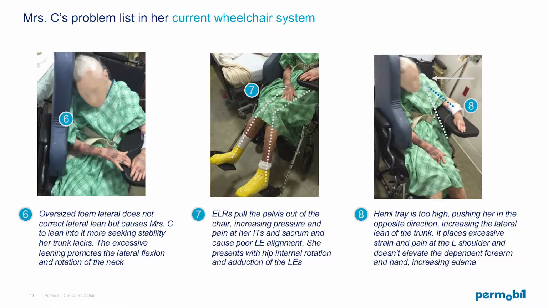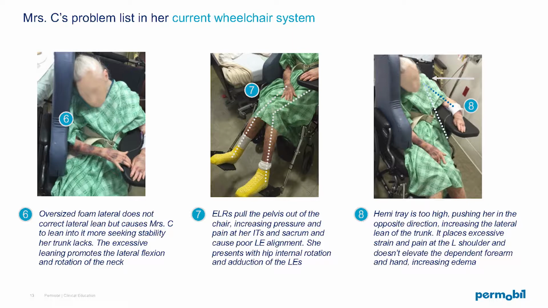And then the last issue had to do with that hemi-tray. And this model of wheelchair that she was placed in lacked a ton of adjustability, but one of the things that it lacked was armrest height adjustability. So it was set very high for her. And then when they put the hemi-tray on top of the padding on the armrest, it just made it that much higher. And that excessive height really just pushed her over into the opposite direction.